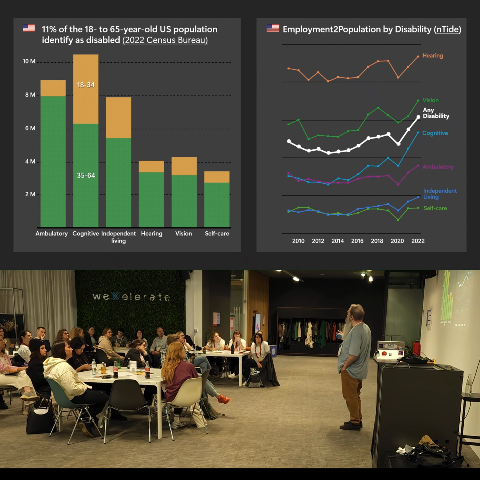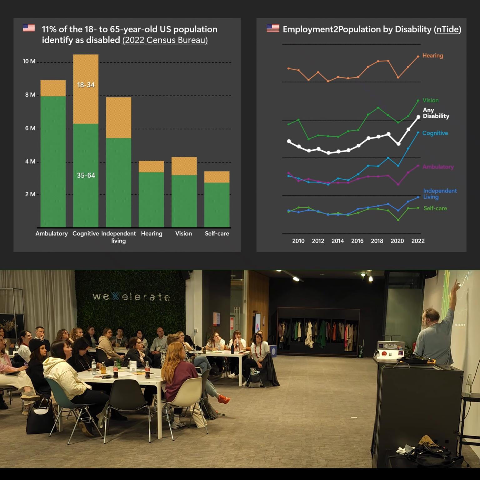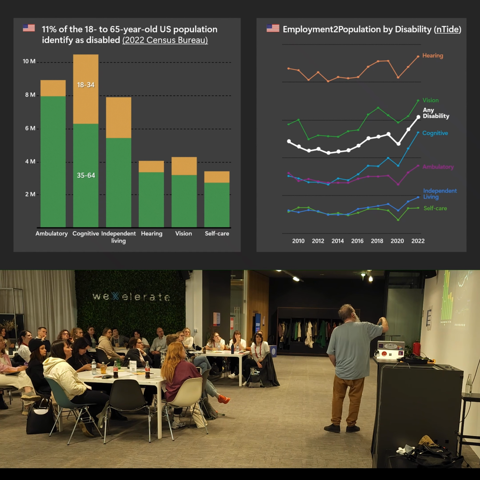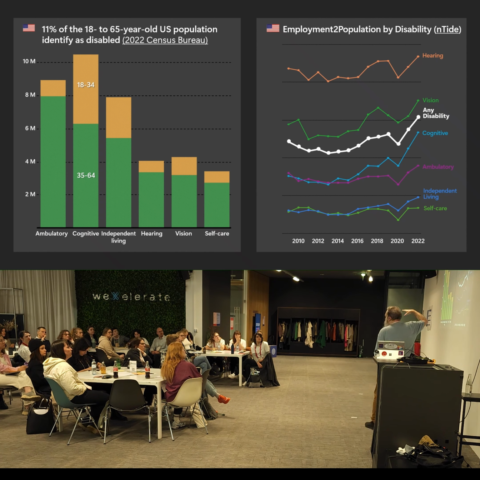The employment to population ratio is 2 to 1, right? And that is this white line right there, okay? And it's from 2010 to 2022. That's the range of data I have. But you can see that people with limited vision, limited hearing are above that average line, whereas people with limited cognition and ambulatory are below it, which makes sense.